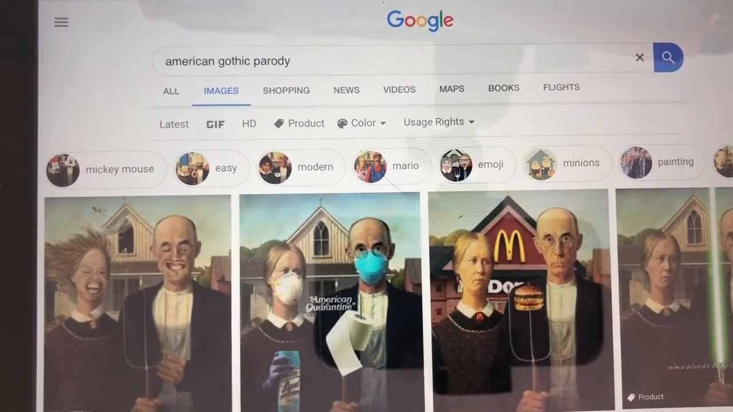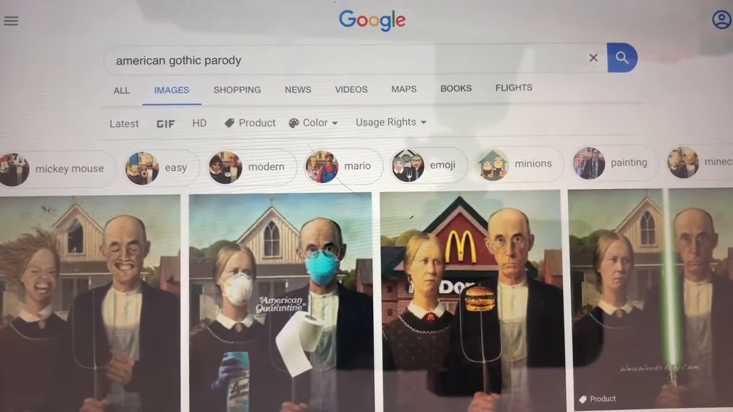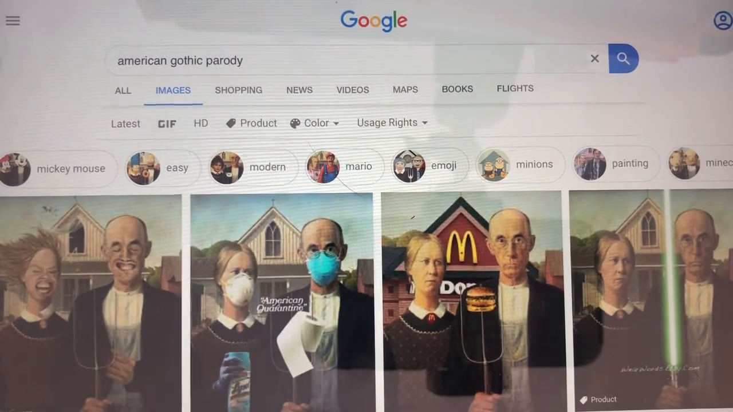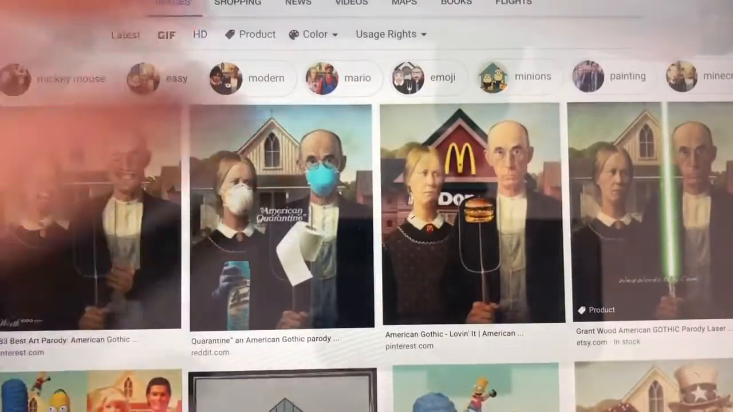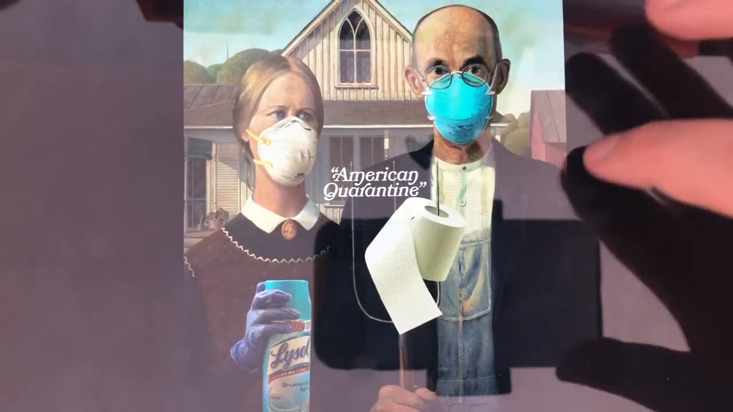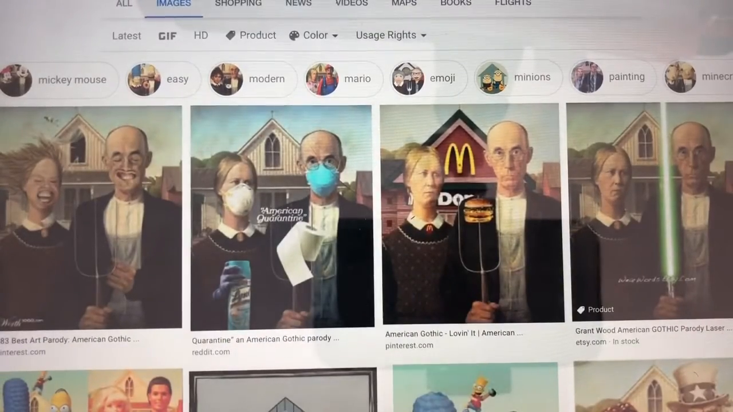Now, American Gothic made a parody, and parodies can be things that kind of make fun of other things, but they can also be a way to revere them or be happy that somebody made something this cool, right? So a lot of people have used American Gothic as a way to show what America is like. So they did an American Quarantine, right? With people wearing the masks, the toilet paper, Lysol, things that happened this year.